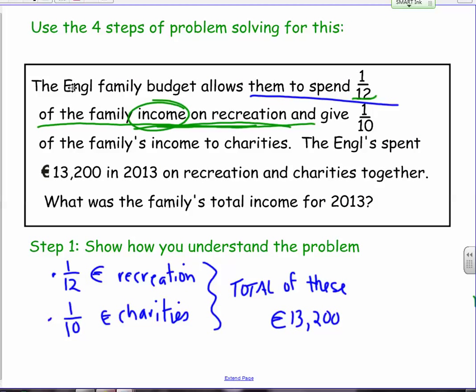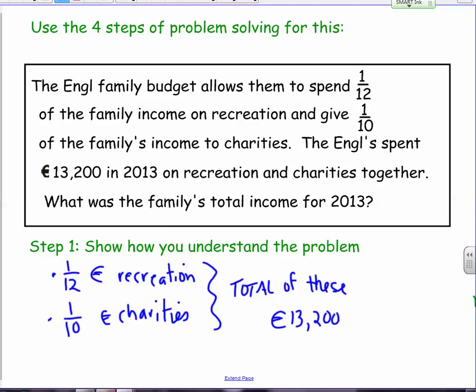Okay, the 4 steps of problem solving on this problem. The Engel family budget allows them to spend a 12th of the family income on recreation. Okay, so that's like things that are fun. And they can afford to spend a 10th of their income on charities. So they give that to people who are needier than they are. And altogether they spent this much money, 13,200 euros last year, on recreation and charities together. And the question is, what was the family's total income?